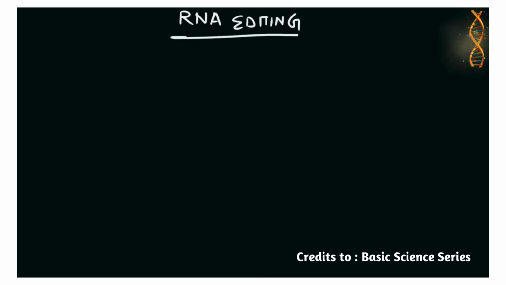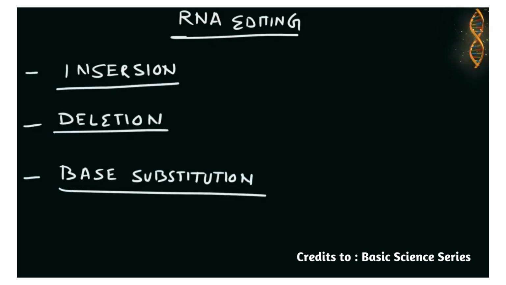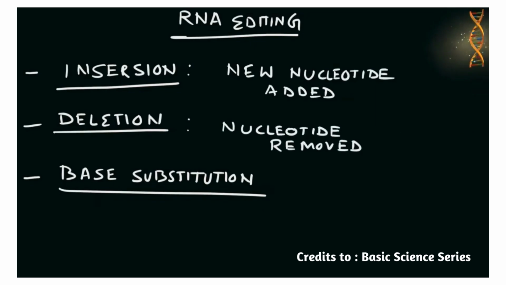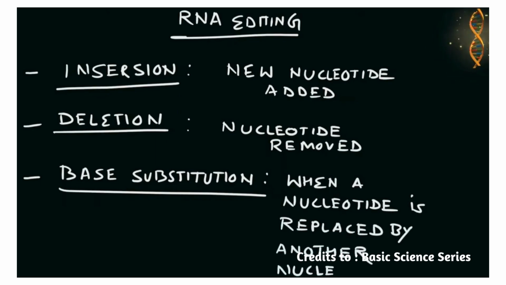RNA editing may include the insertion, deletion, and base substitution of nucleotides within the RNA molecule. Here, you need to understand what is insertion, deletion, and base substitution of nucleotides. Insertion means when there is an addition of a nucleotide in the sequence. Deletion obviously means when there is a deletion of a nucleotide in the sequence. Base substitution means when there is an exchange of one nucleotide with another.